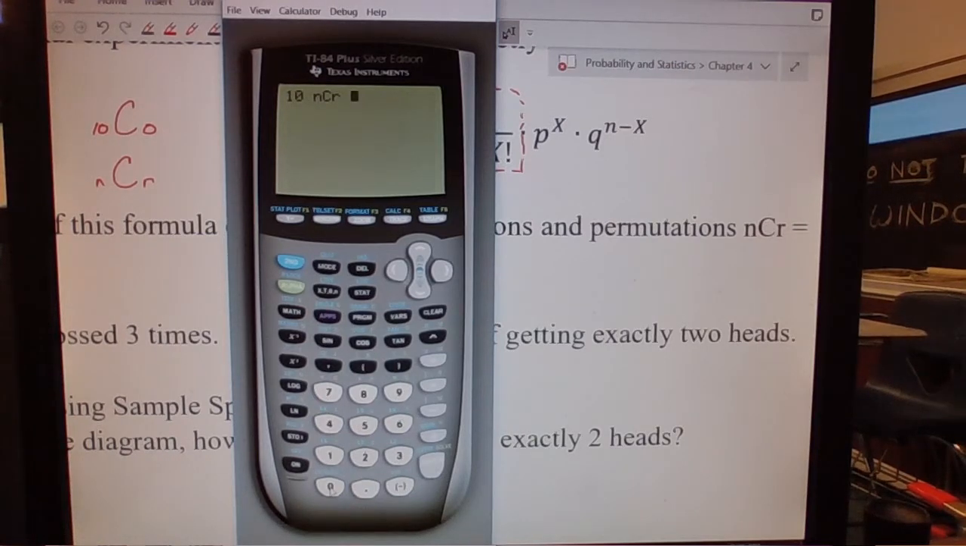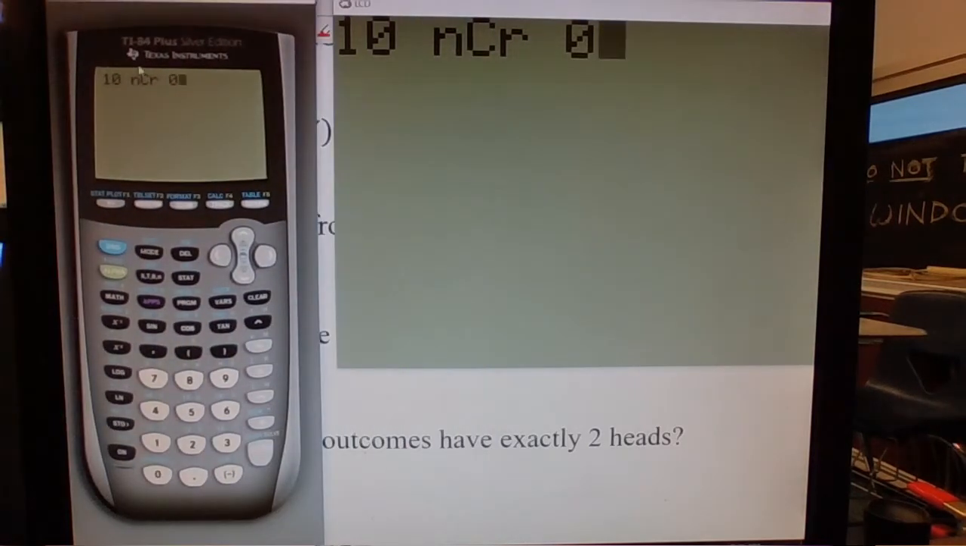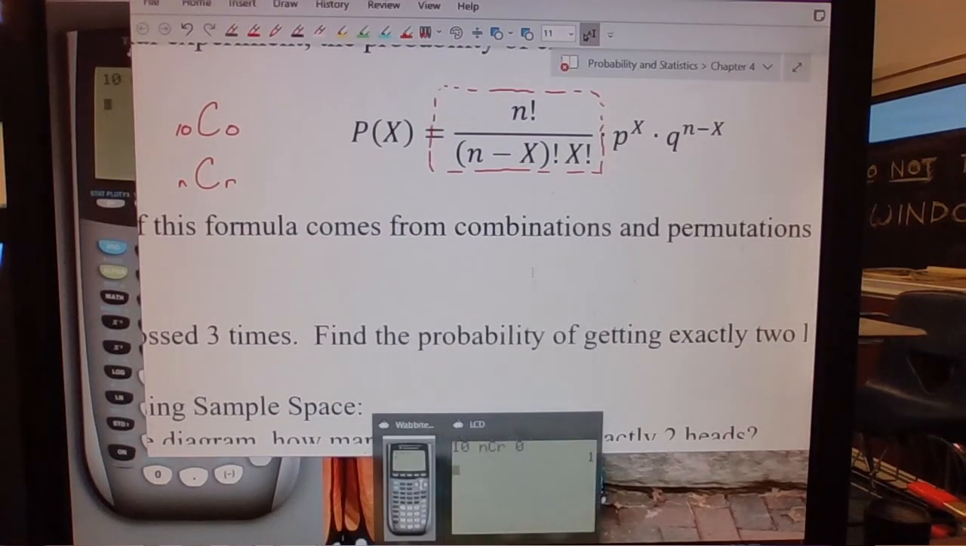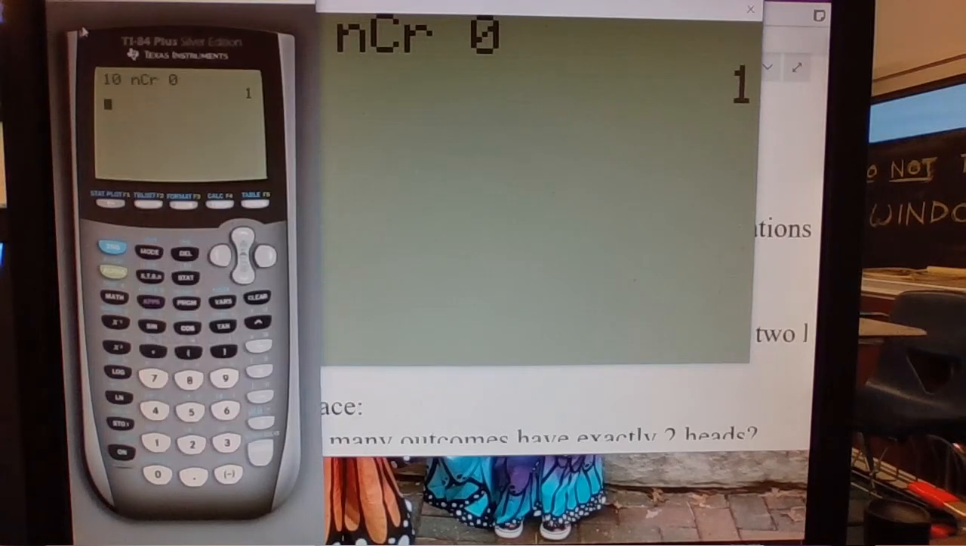Then I'm going to push 0. The way this operating system works is that it's attaching this 10 to that n and this 0 to that r. Does that make sense? And when I hit enter, you're going to see that it gives me that one way of taking this quiz and getting all questions wrong. Does that kind of make sense? Now, let's see here real quick.